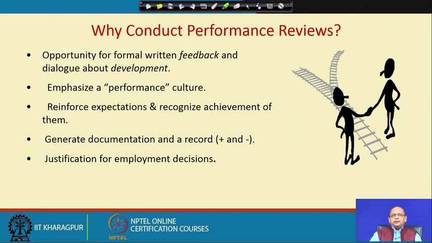The idea is that once you go for performance review, you are going to reinforce the expectations. Reinforcing the expectations means my supervisor will discuss my performance after the review and then I am going to get something out of it, maybe a reward, maybe a promotion. That is also a way to recognize the performance of the individual. Those who have performed very well, you are going to recognize them by linking it with an appropriate reward, right.